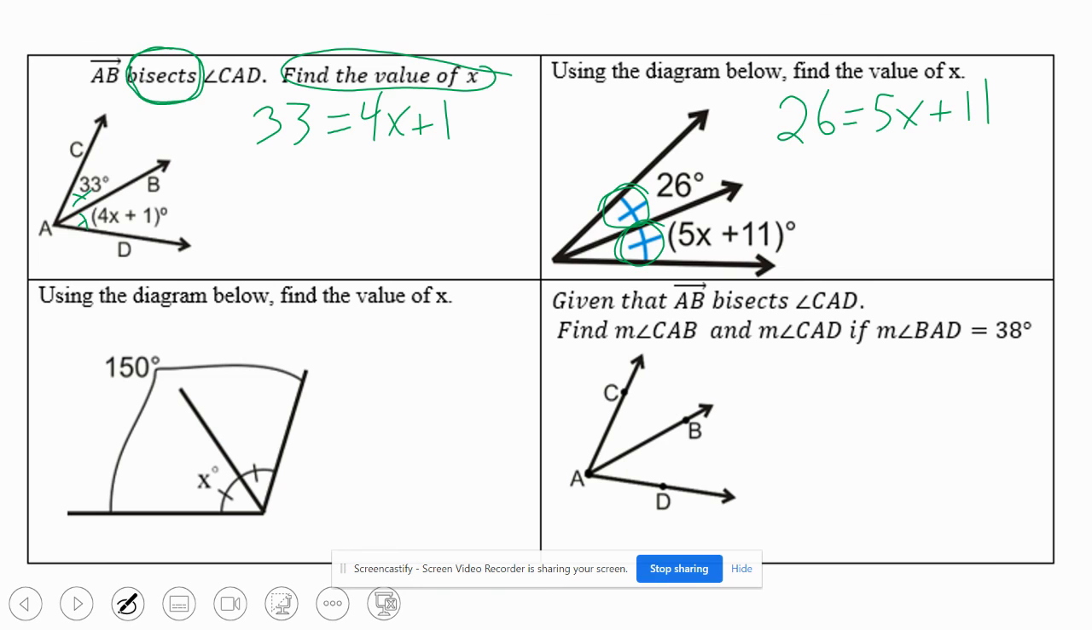Solve for x. So again, we know this is x. And then here I want you to read the directions, fill it in, and find the measure of angle CAB and the measure of angle CAD if BAD is 38. Once you're done with this, turn it into the sub.